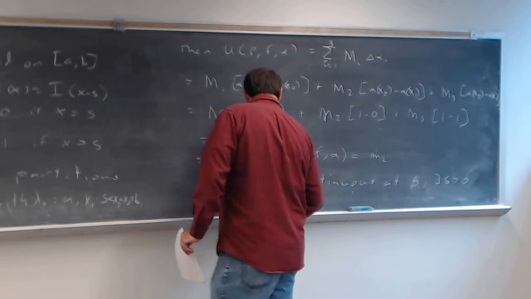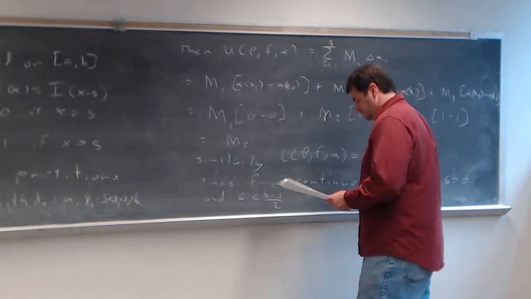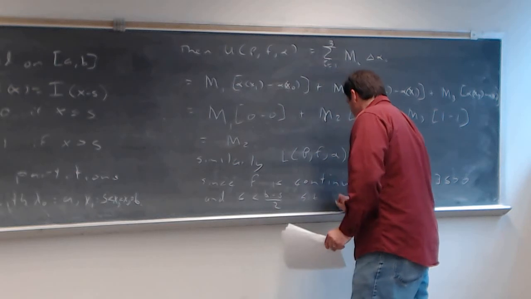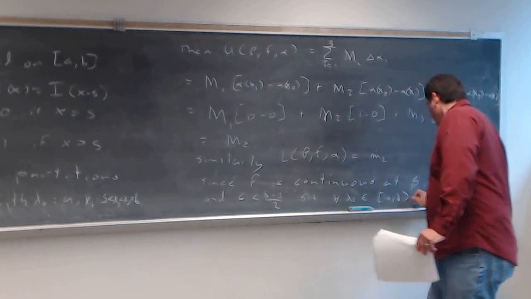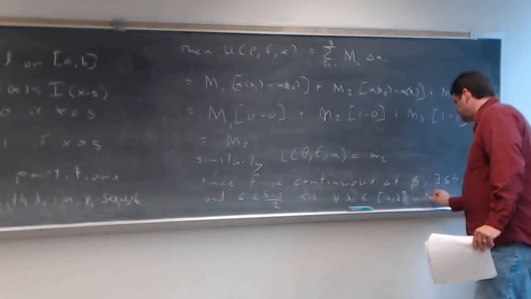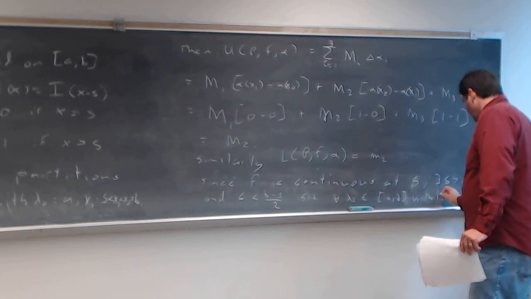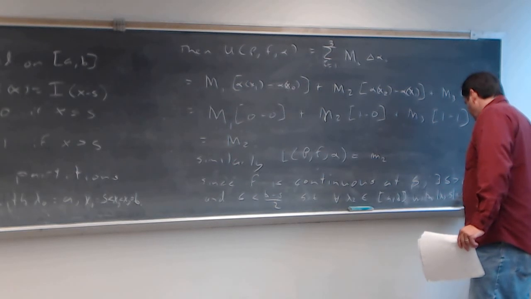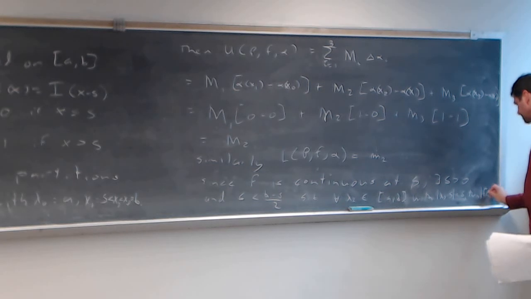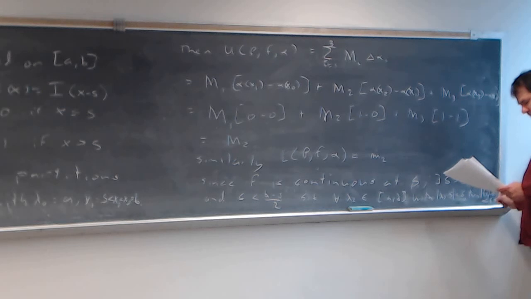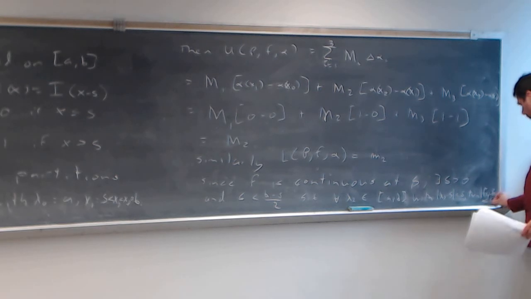(b minus s) over 2, so the distance between b and s divided in half, such that for all x sub 2, element of [a, b], with the absolute value of x sub 2 minus s being less than delta, then the absolute value of f of x sub 2 minus f of s is going to be less than epsilon. And I'm not just going to pick epsilon, I'm going to pick epsilon over 2.